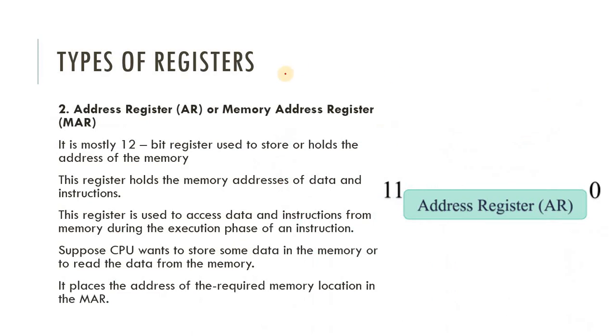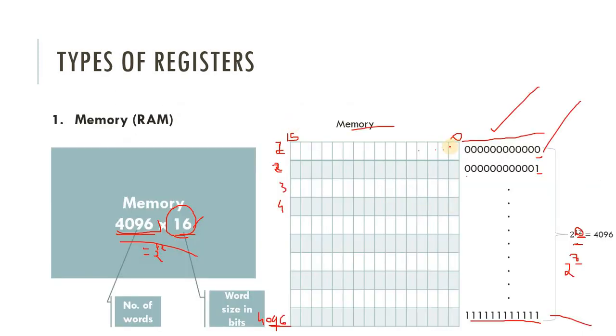Now the next is the address register, or the memory address register. It is mostly a 12-bit register used to store or hold the address of memory. This register holds the memory addresses of data and instructions. Here you can see that each and every piece of data has some specific address. Suppose this is a computer's memory, and in that some value is stored.